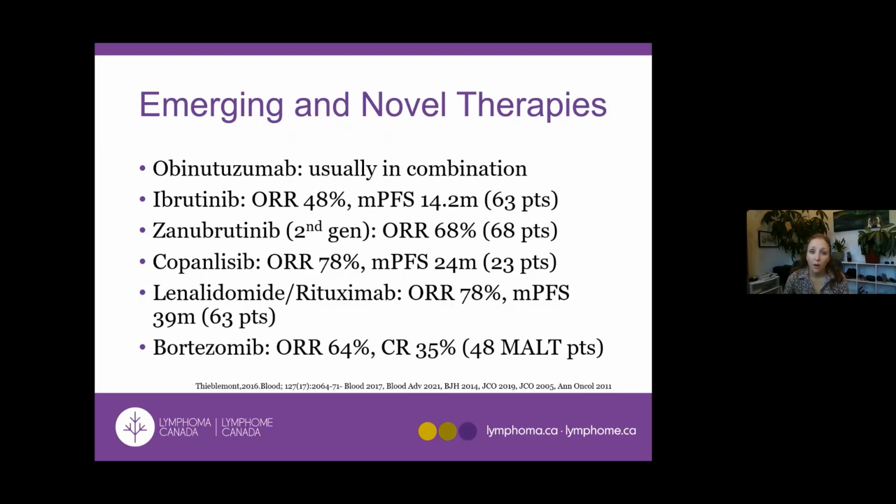There's also that R-squared combination, which we know is effective in the second line. It is a consideration, especially if patients are interested in a chemotherapy-free approach. And rarely we would use bortezomib, which again has a response rate of 60%, though a low CR rate.